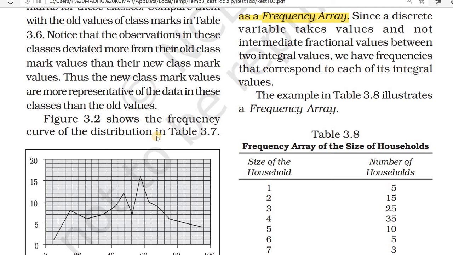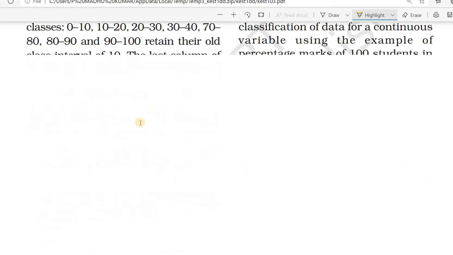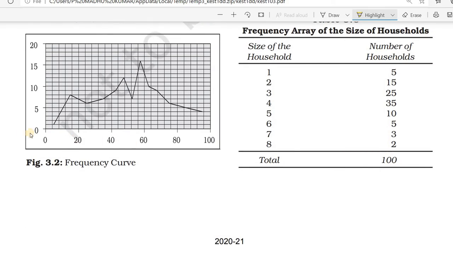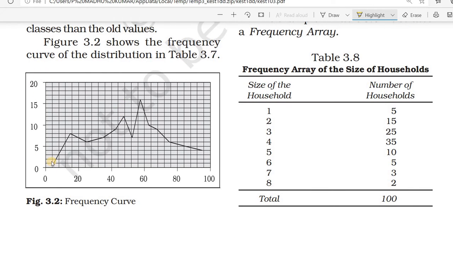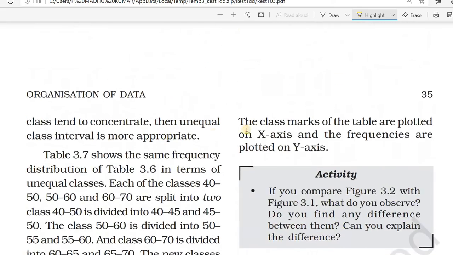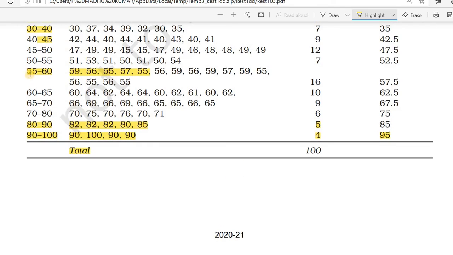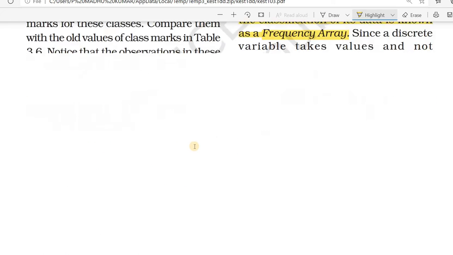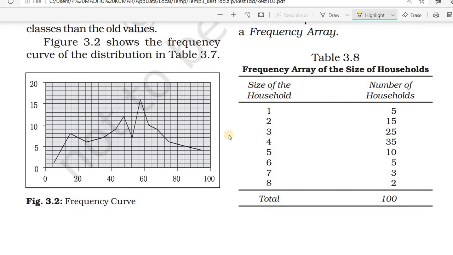This graph shows the diagrammatic presentation of the frequency distribution. This frequency distribution we drew through a diagram. Here you can see in this column we took classes like 0 to 20, 20 to 40, 40 to 60, and here we marked the values and plotted them. Here it is 50 to 55 to 60, like that we plotted the values. This is the frequency curve.